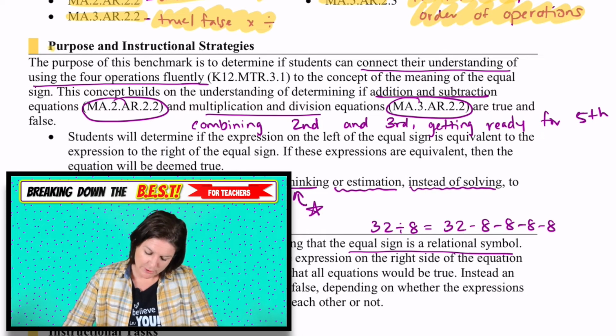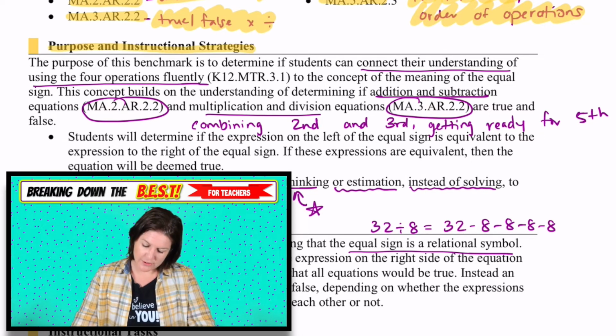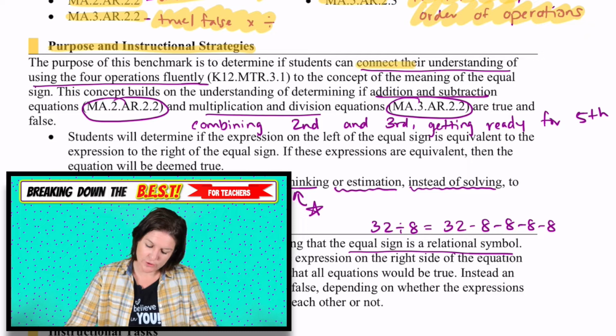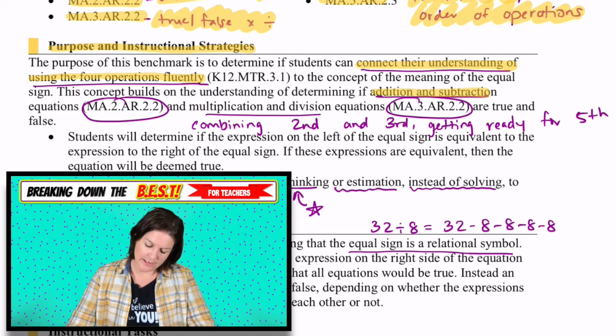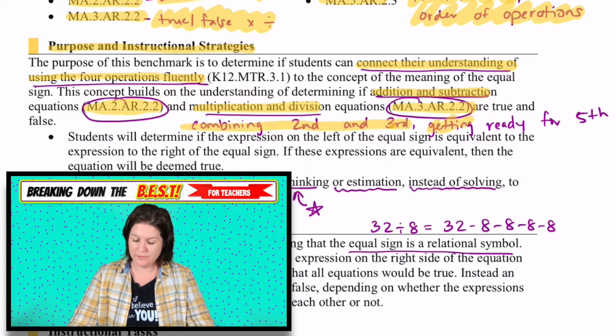In the purpose and instructional strategies section, it says that the purpose is to connect their understanding using the four operations fluently. It builds on adding and subtracting in second grade and multiplying and dividing in third grade. So we're combining second and third in the standard and getting them ready for fifth grade.